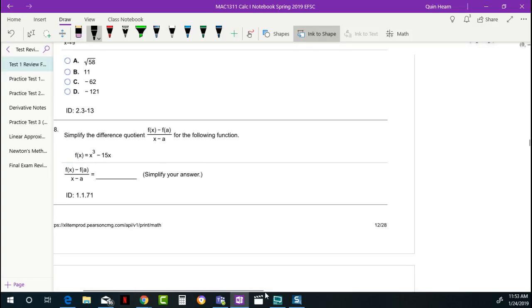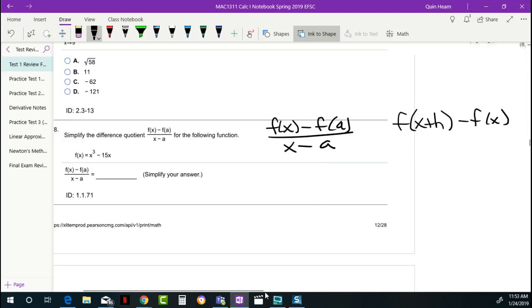Now the difference quotient can be given to you in a variety of formats. Sometimes the difference quotient is written like this: f of x minus f of a over x minus a. Sometimes it's written as f of x plus h minus f of x over h. Sometimes it's written as f of x plus delta x minus f of x over delta x.